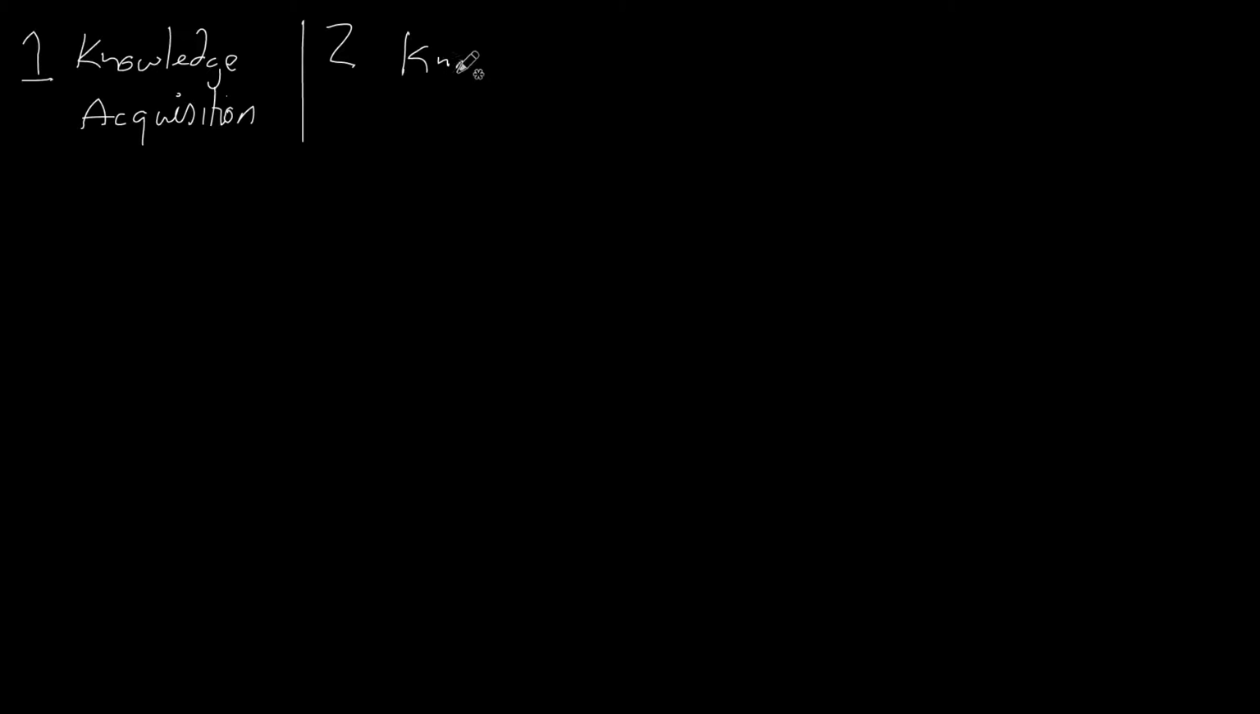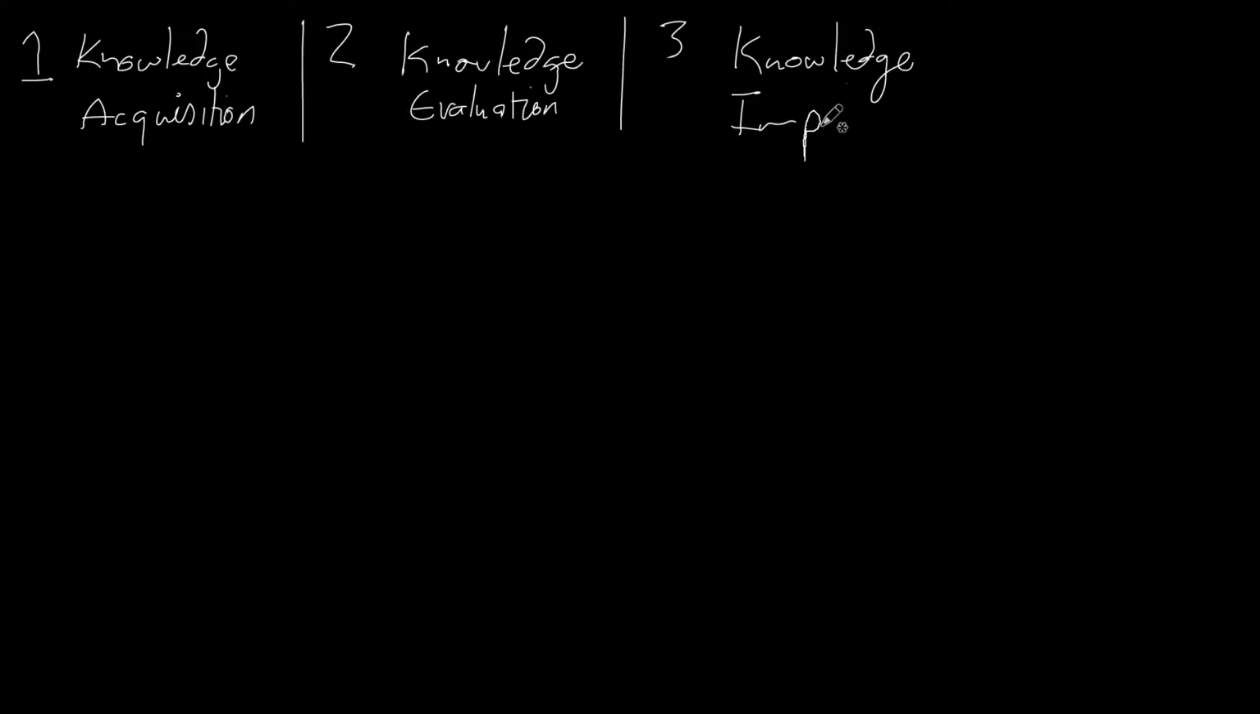Now, knowledge evaluation is where you begin to question the content that you've learnt at stage one. It's where you start to have discussions, either in a group or indeed with yourself, about the information that has just been shared. Stage three is knowledge implementation. It's fairly self-explanatory, I suppose, but knowledge implementation is where you take the information that you've been taught and that you've grappled with, and then you put it into practice.